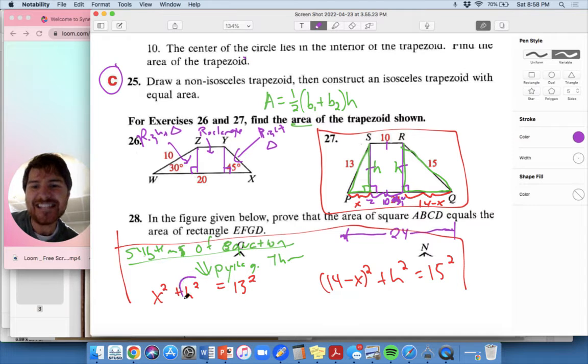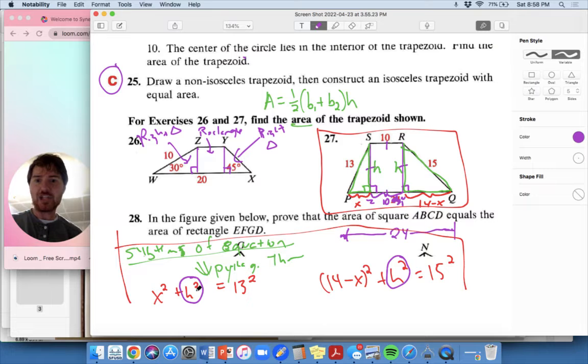I'm going to isolate H squared. Meaning, if I can rewrite this equation so that I get H squared equaling something, and I can rewrite this equation so I get H squared equaling something, what can I do? Well, the transitive property tells us that if you have two things that each equal the same thing, they equal each other. You can set up an expression here.